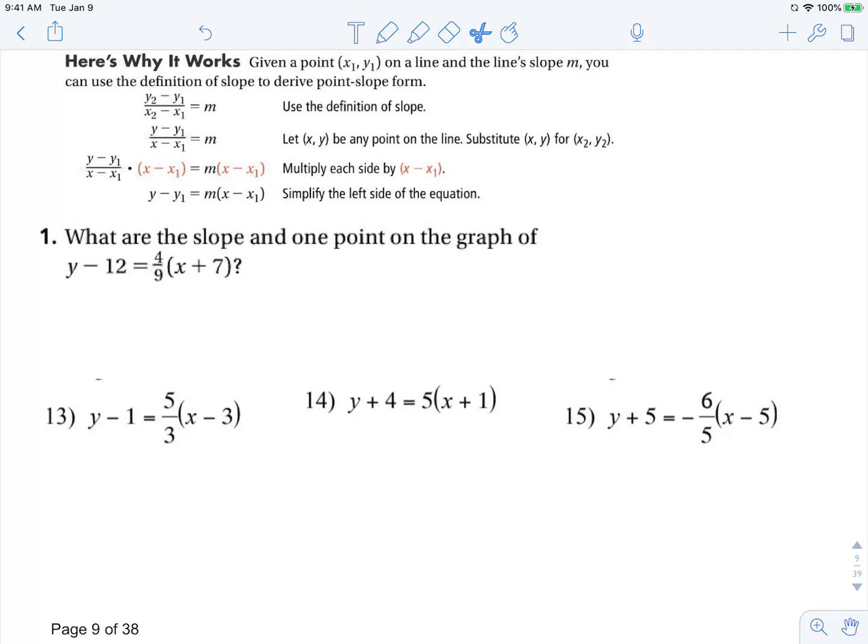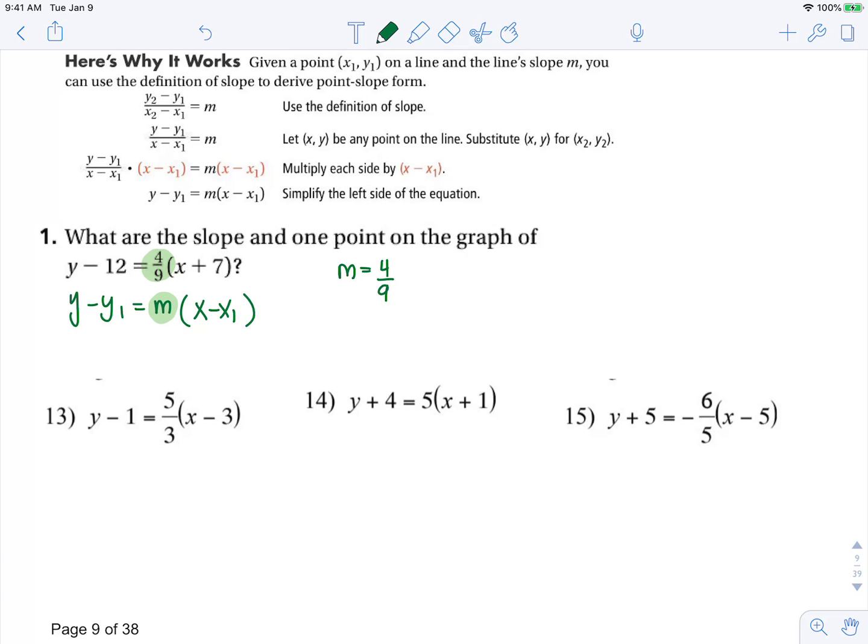What are the slope and 1 point on the graph of y minus 12 equals 4/9 x plus 7? So in looking at this equation, I can see it is in point slope form. y minus y1 equals m times x minus x1. So instantly when I look at this, I see that my slope is 4/9.